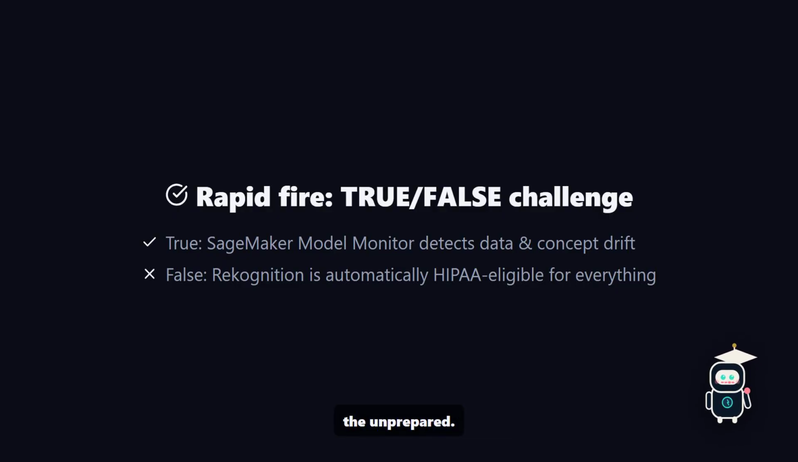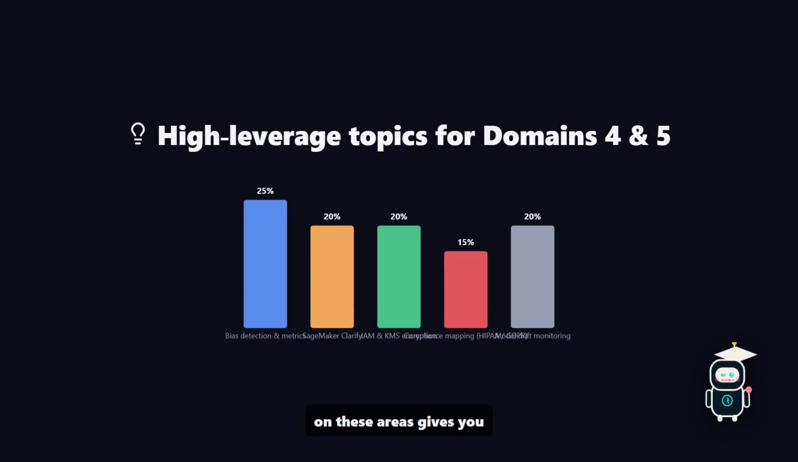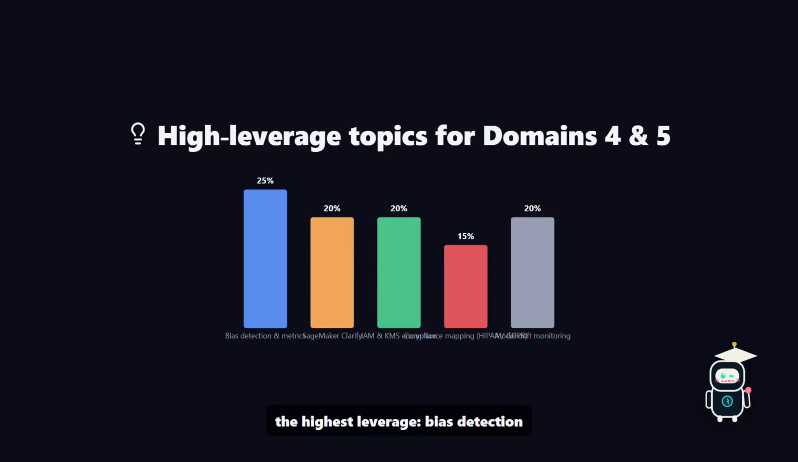These trap the unprepared. Even with limited time, concentrating on these areas gives you the highest leverage: bias detection and metrics, SageMaker Clarify, IAM roles plus KMS encryption, compliance mapping like HIPAA and GDPR, and model drift monitoring. These topics appear regularly in Domain 4 and 5 questions. Prioritize them to maximize your study efficiency.